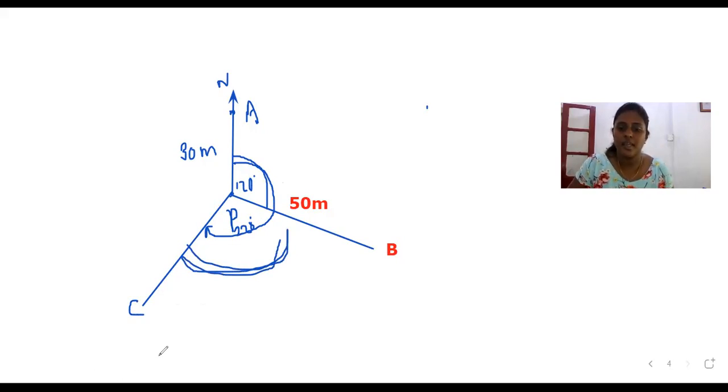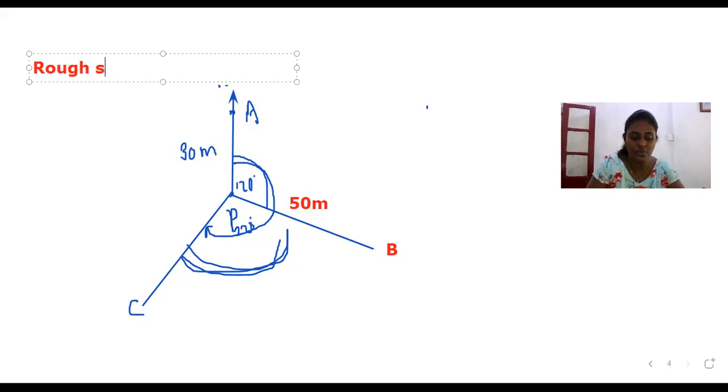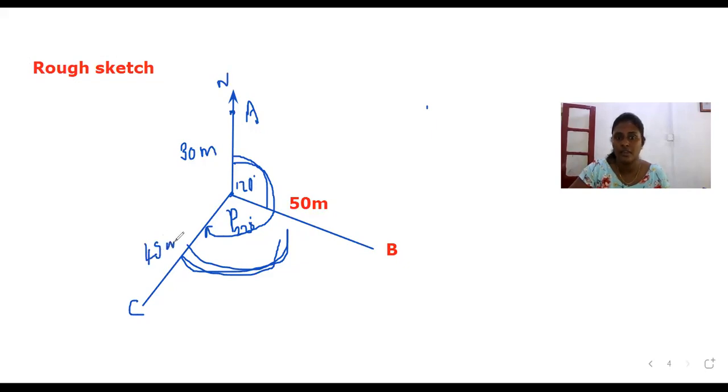Draw a scale diagram of the flow area using this information and find its perimeter. Now you want to find the perimeter of this figure. First of all, our lesson is scale diagram. So from the question, this is the rough sketch you obtain. We'll consider this as our rough sketch because 30 meters, 50 meters, and this distance of 45 meters, we can't get these exact values. Right, now this is our rough sketch.